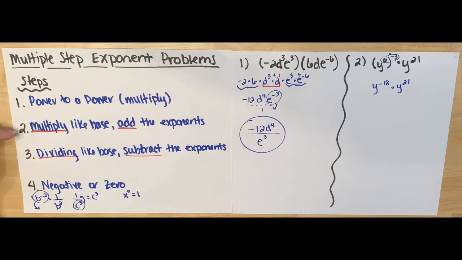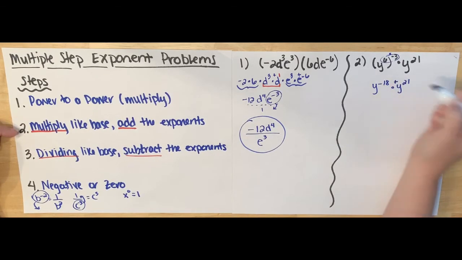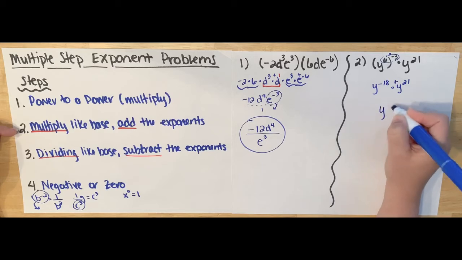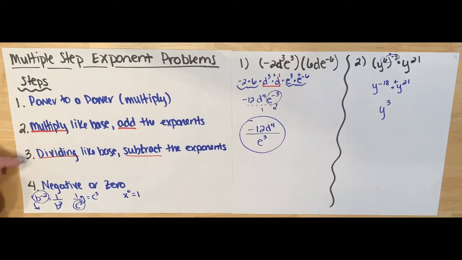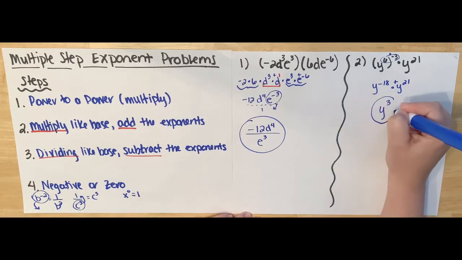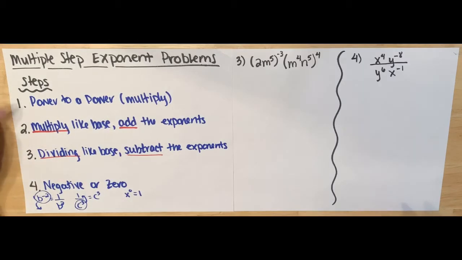It's kind of obvious, but just go down the list to get used to it and get in your muscle memory. I have multiplication of like bases. Y's are the same. They're being multiplied, so I'm going to add the exponents. And I get y to the third. I don't have division. I don't have any negative or zero exponents, so my final answer is y to the third. Let's go on to problem number 3.